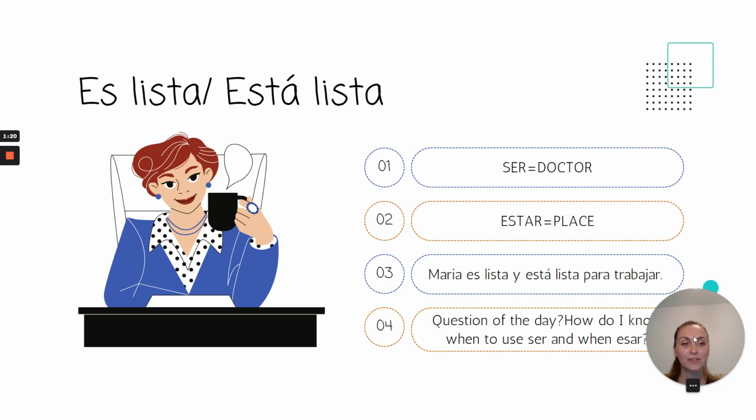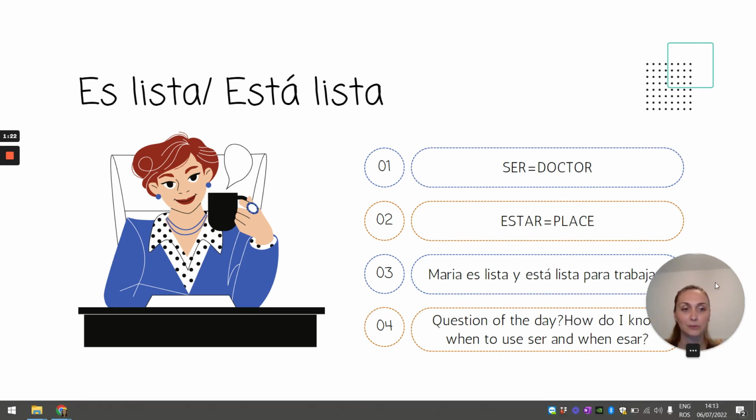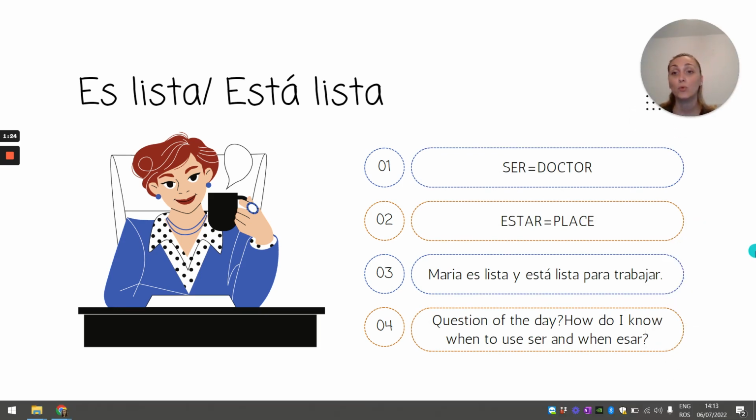Now, we have here, I'm going to move myself a bit, yeah? We have here our first example, okay, with es lista and está lista. As we said, ser is doctor, estar is place, yeah? By now you should know very well the uses of these two acronyms. We have here a sentence. María es lista y está lista para trabajar. The translation of this sentence would be something like Maria is smart and she's ready to work, okay?